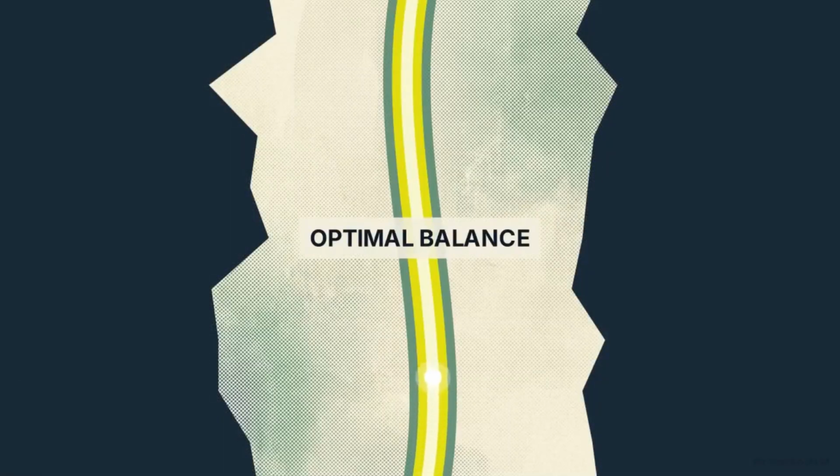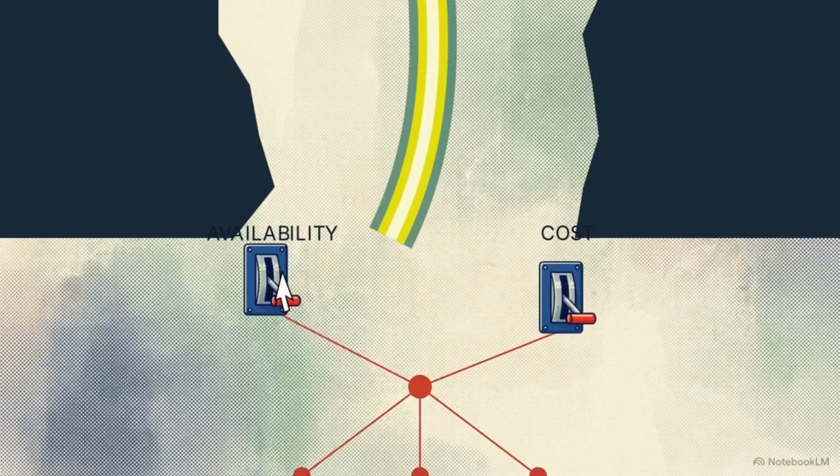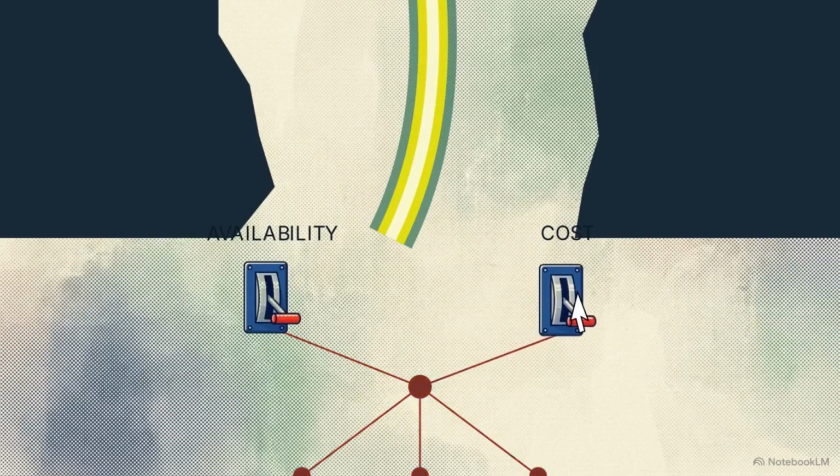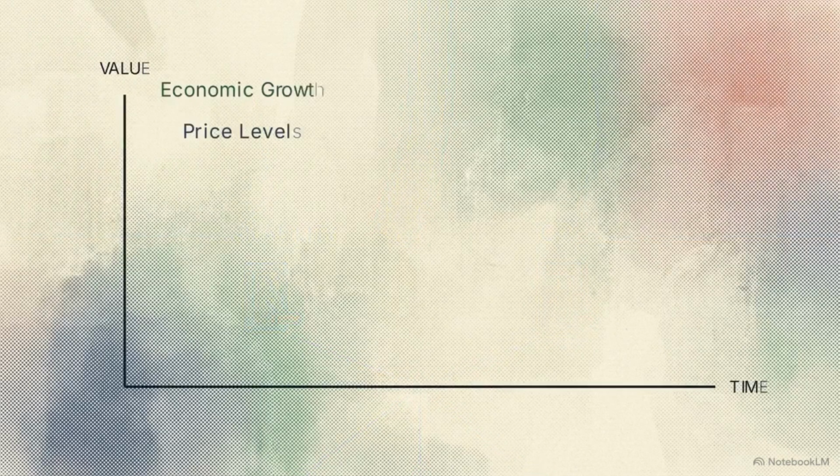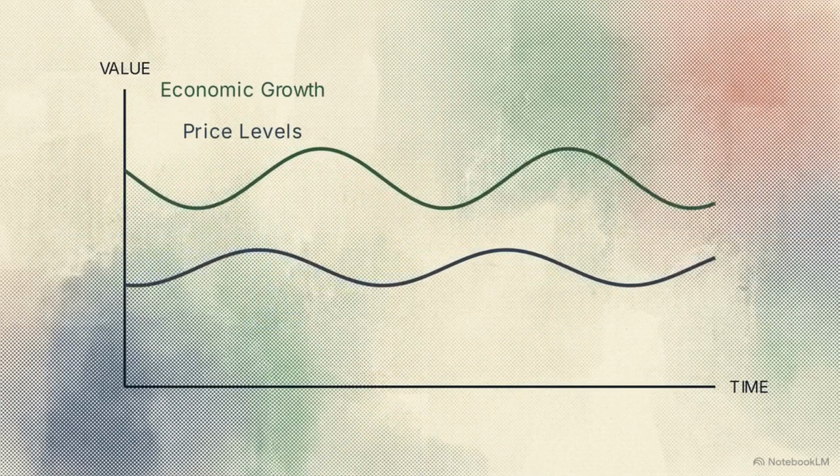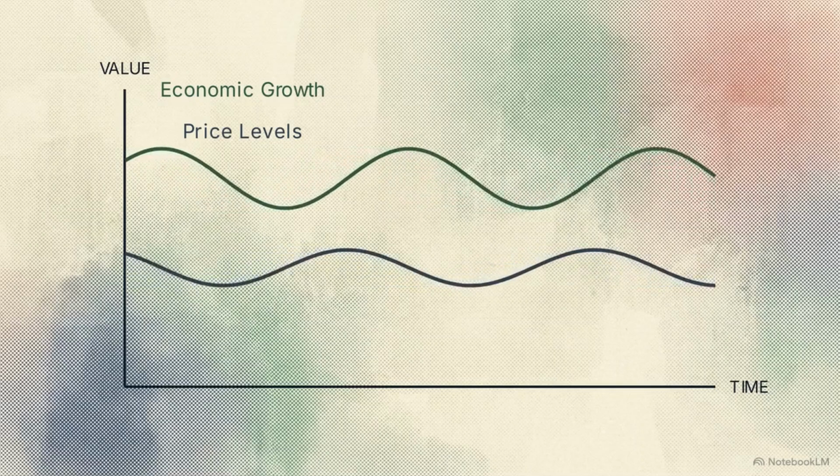The goal of monetary policy is to keep the country inside the Goldilocks zone. Monetary policy is the specific set of actions a central bank takes to influence the availability and cost of money. Inside this zone, growth is steady and prices remain stable.